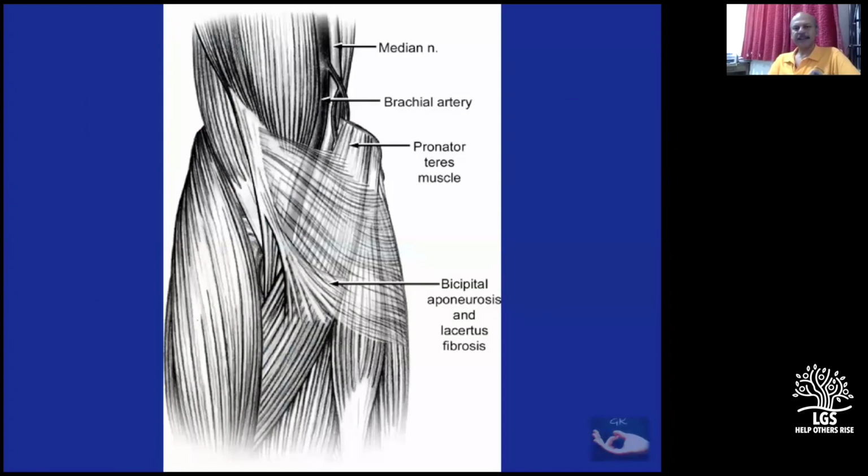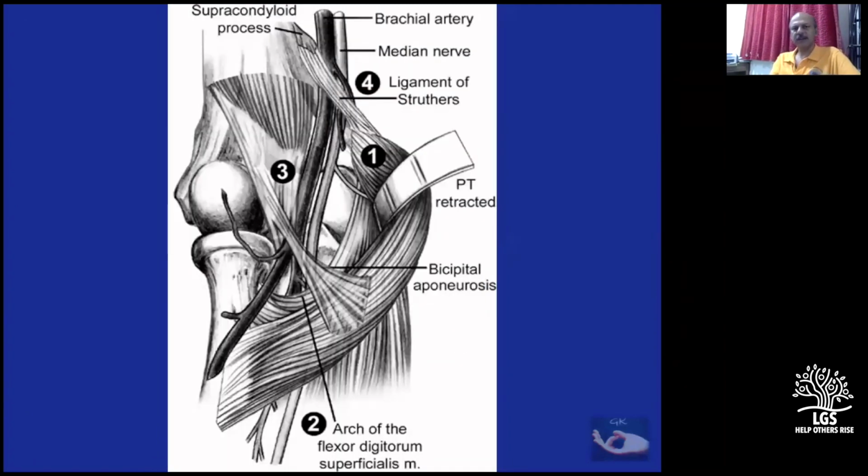You will find that the pronator teres muscle is the most radial in the group of muscles. So the main areas where compression occurs could be the pronator teres. Second could be the arch of the flexor digitorum superficialis, under which the median nerve goes. And third is the bicipital aponeurosis, which may sometimes form a sharp edge and compress the median nerve. And lastly is the ligament of Struthers.